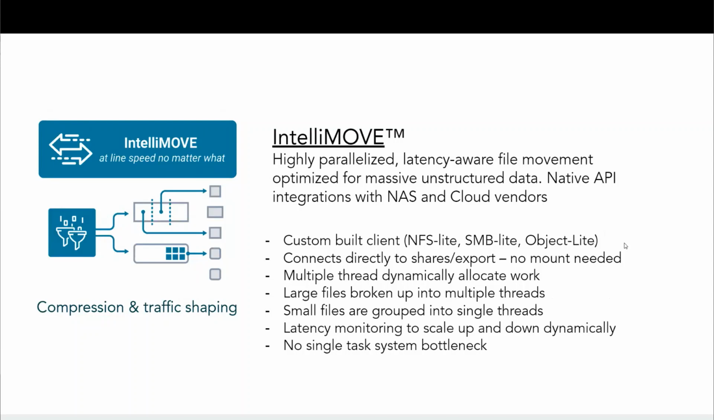IntelliMove. So IntelliMove is what actually moves the files. So this is highly parallelized. We compress the files. Again, it's latency aware and optimized for massive unstructured data. There's a native API for certain NAS and cloud vendors. Well, native API for all the major cloud vendors. But from your network attached storage, we can certainly work with any generic NFS or SMB if your API is not supported by us. And again, it's very similar technology background: custom built clients, multiple threads, dynamically allocate work.